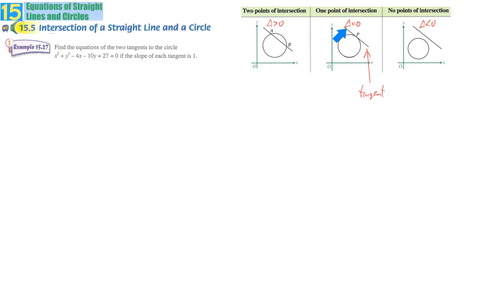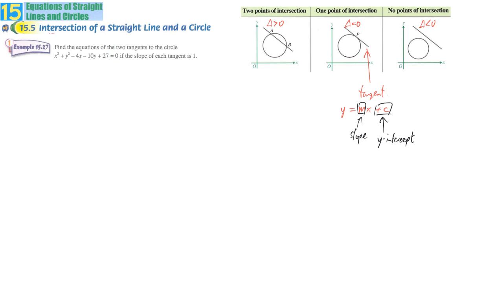We want to find out what is the equation of this tangent. That is our target. For any straight line, we can let the tangent be y equal to mx plus c, with m representing the slope and c representing the y-intercept. That's what we learned in the last section.